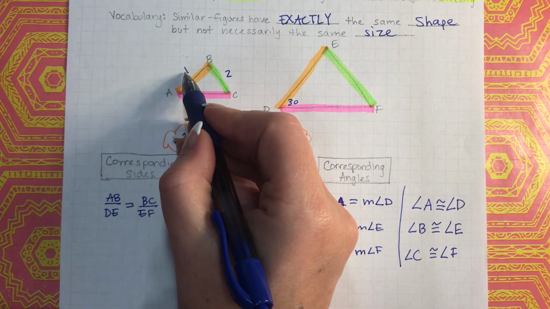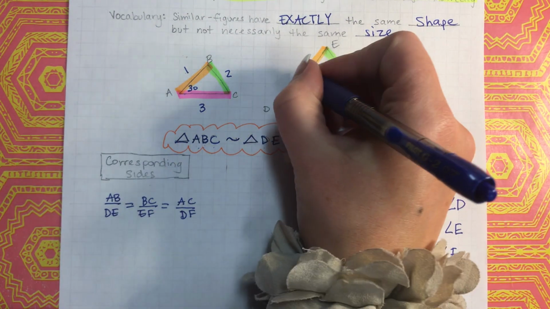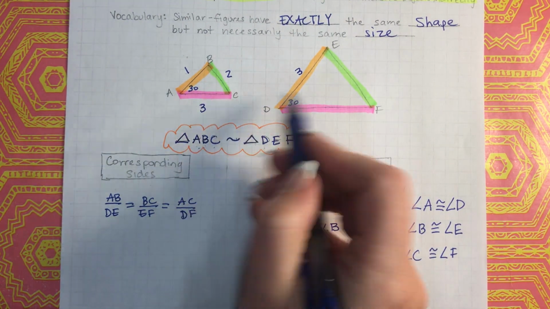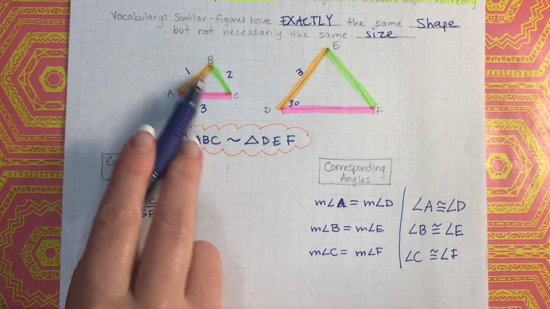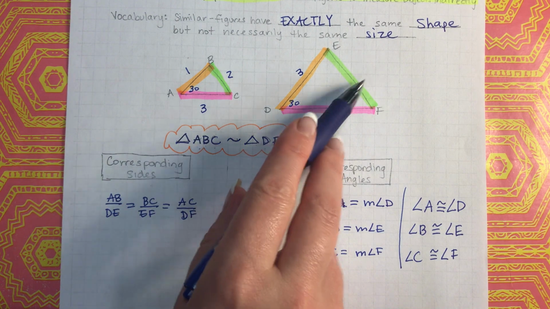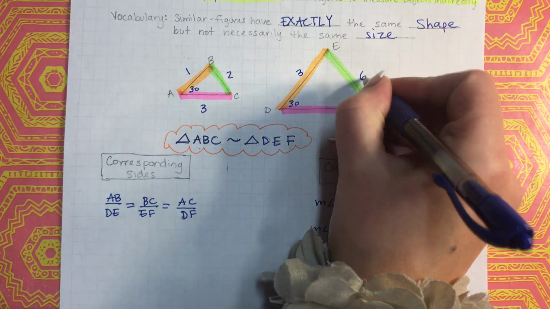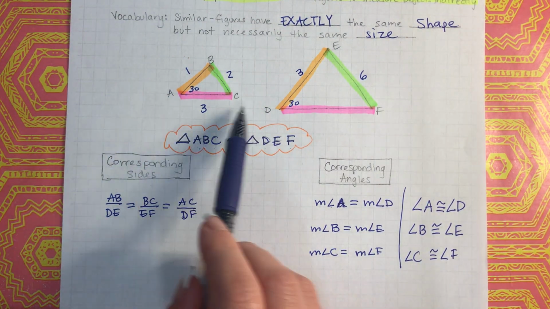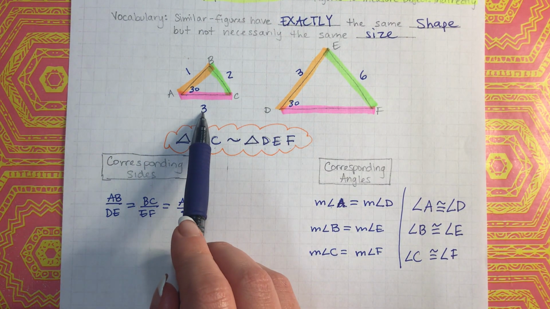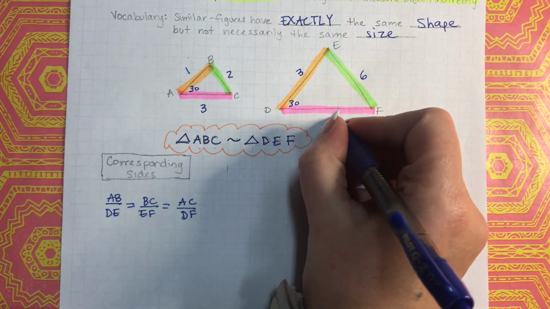So that would mean I take this and I multiply it by 3. So 1 times 3 is 3. And that corresponding side is 3 times bigger. Over here, BC, it's 2. 3 times bigger would be 2 times 3, which would be 6. And then pink, it has a length of 3, and if it was 3 times bigger, we go 3 times 3, which would give us 9.